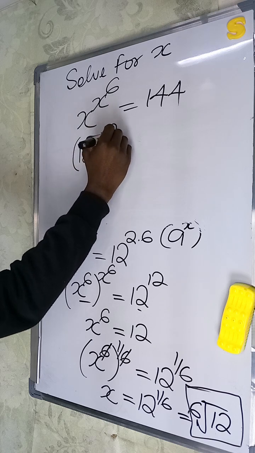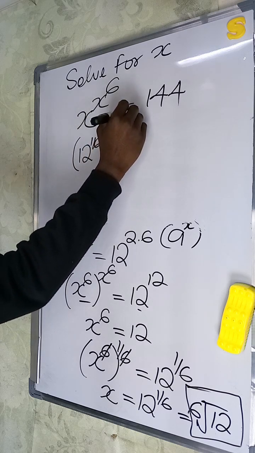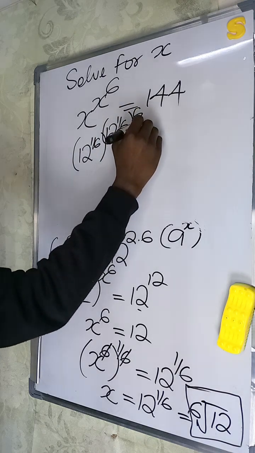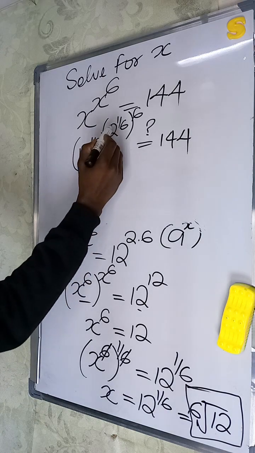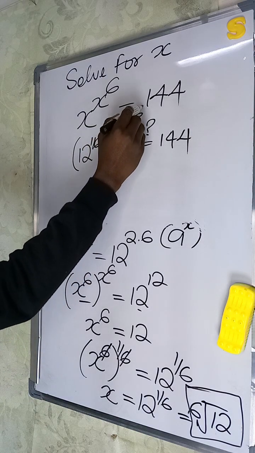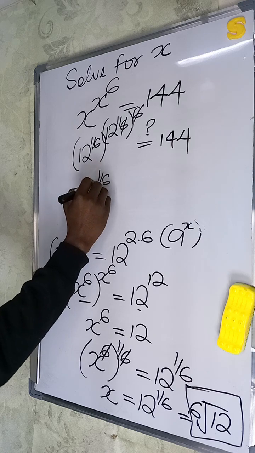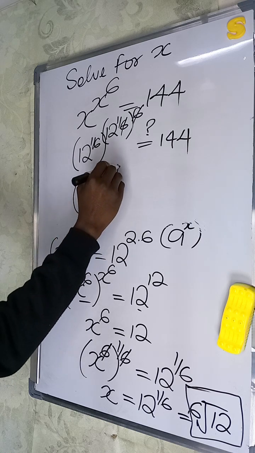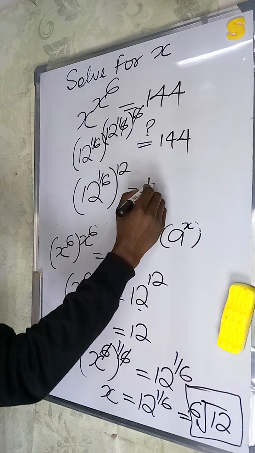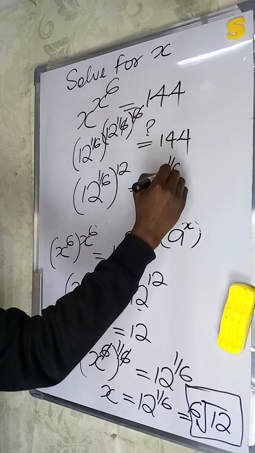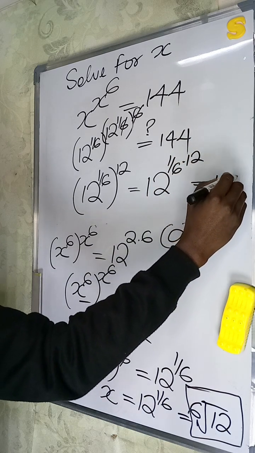multiplied by 12 to the power of 1 divided by 6 multiplied by 6. Will it be equal to 144? Let's find out. From here, this and this will multiply to clear this, and then we'll have 12 to the power of 1 divided by 6 multiplied by 12. According to the law of indices, this will be equal to 12 to the power of 1 divided by 6 multiplied by 12. Will this be equal to 144?